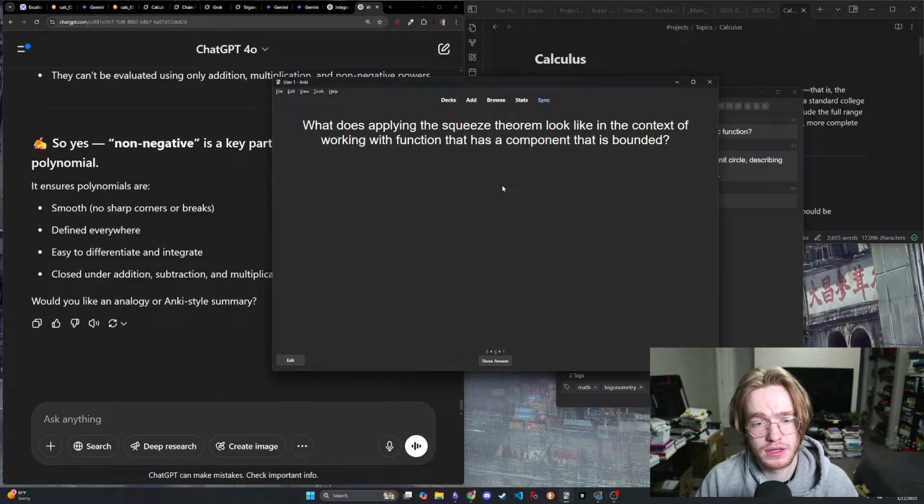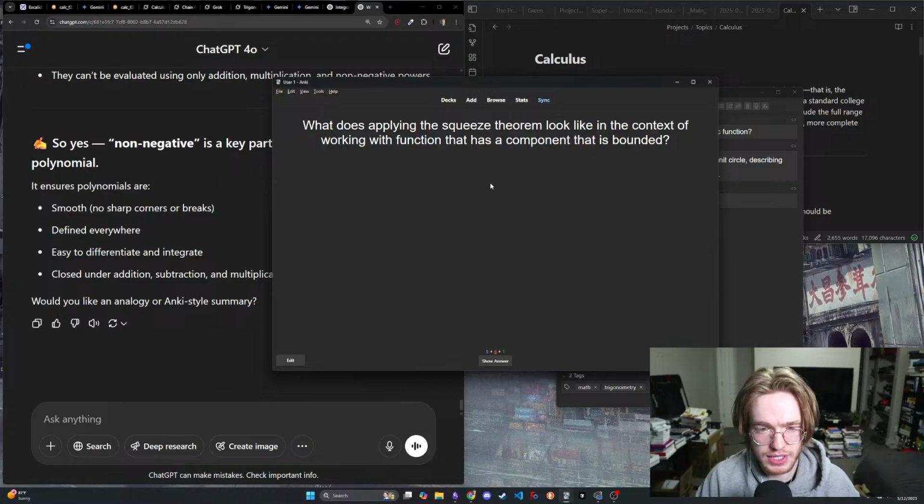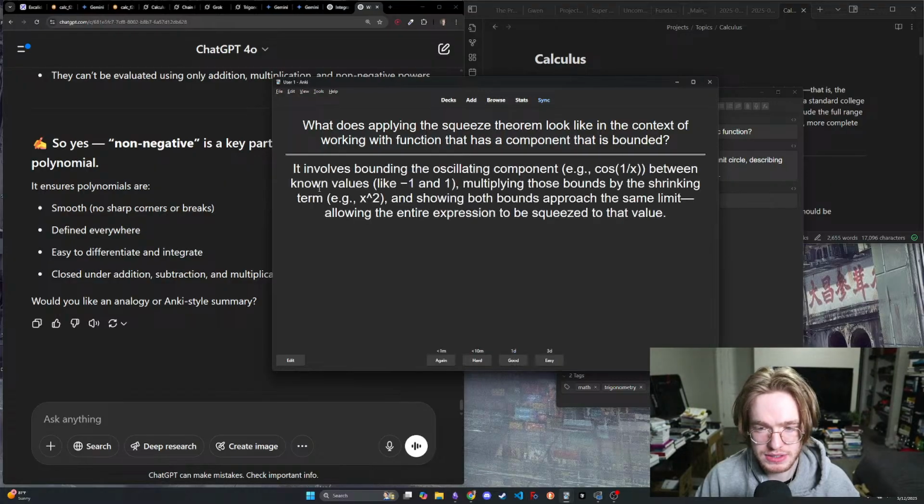Okay. What does applying the squeeze theorem look like in the context of working with a function that has a component that is bounded? So I think for this one, we make two separate functions, where one we use the higher bound and the lower bound, and determine if we can evaluate the limits in that context. And if we can, then we know that the center function has the same limit. Between known values, multiplying these bounds by the shrinking term and showing both bounds approach the same limit, allowing the entire expression to be squeezed to that value.